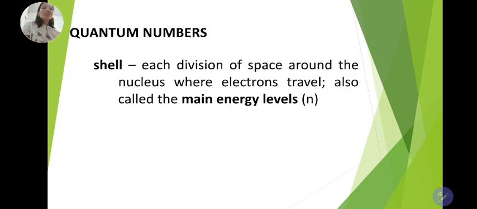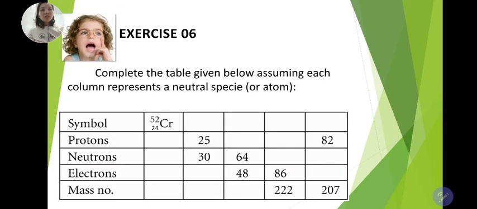So, yung shell, each division of space, so hi class, medyo nag-check ako ng slides natin for today. Since mahaba pa pala siya, I will just give you the remaining time of our schedule para i-answer yung exercise na to. So, use the remaining time. Ilan pa ba yung time natin? 2.5 hours. So, I think that's enough time for you to answer that given table below para maisabit nyo na din at the end of our schedule.